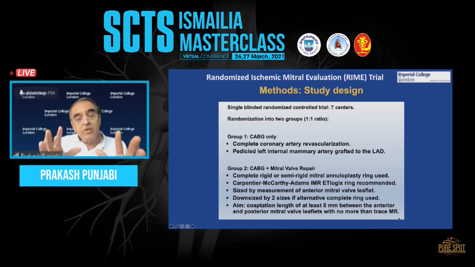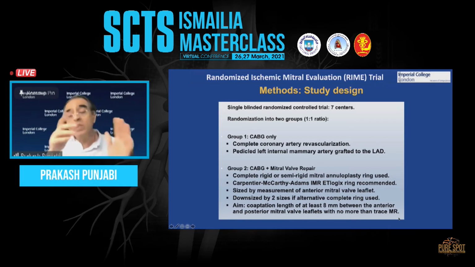So CABG only, complete coronary revascularization with LIMA, versus CABG plus mitral valve repair. It must be a complete rigid or semi-rigid ring, no flexible ring. Recommendation was an IMR ETlogix ring because it was already downsized. So when you use a sizer to measure, when you take an IMR ring, it is already downsized. But if you don't want to, that's fine. You size by measurement of the anterior leaflet, and I can go into the details of why. Downsize by 2 sizes if using an alternative ring. And the aim is to get a coaptation of at least 8 millimeters, 6 to 8 millimeters.